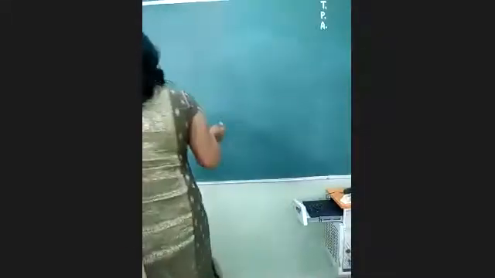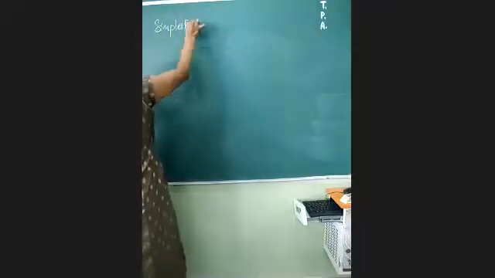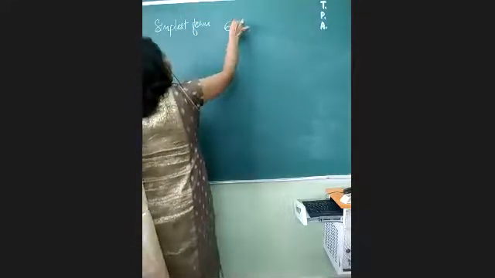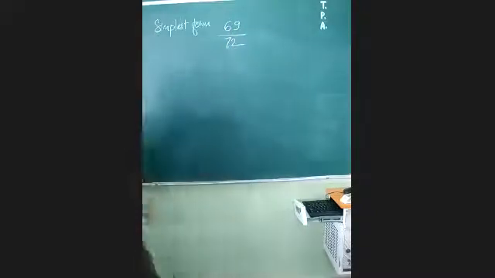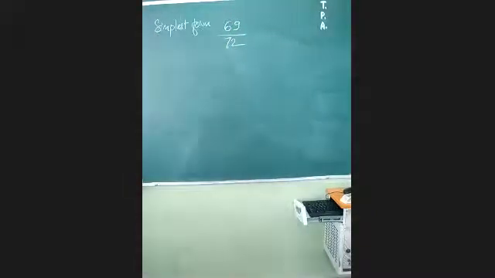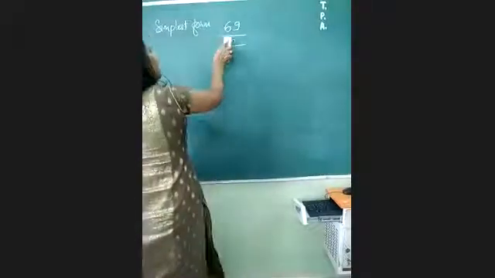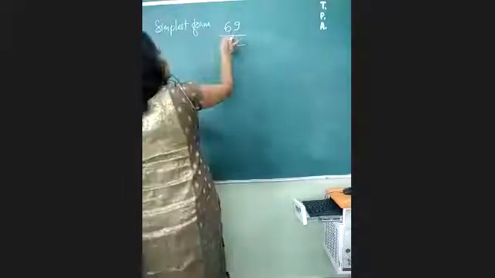Our next question is choose the correct option for question number 4A. We have to find out the simplest form of 69 upon 72, sorry, it's 92, not 72. It's 92. So I'll rub this one. This is 92. So I want the simplest form of 69 upon 92.